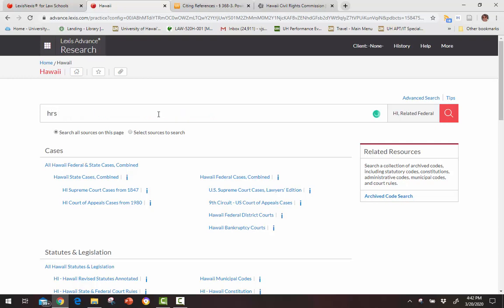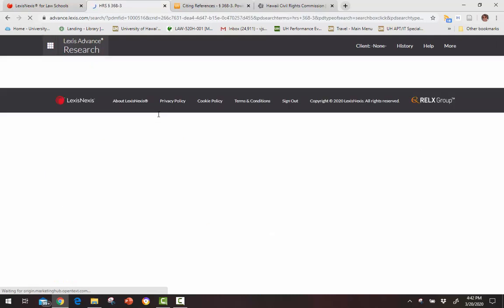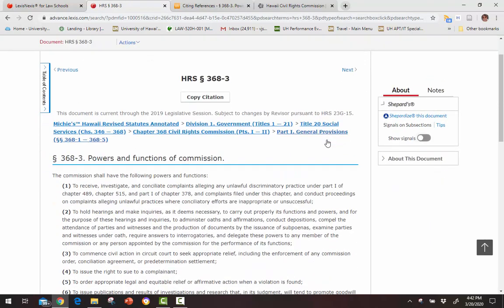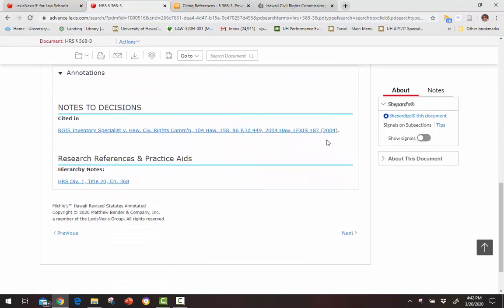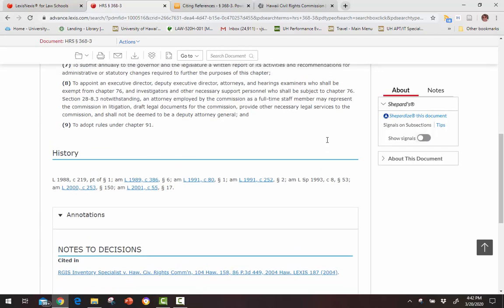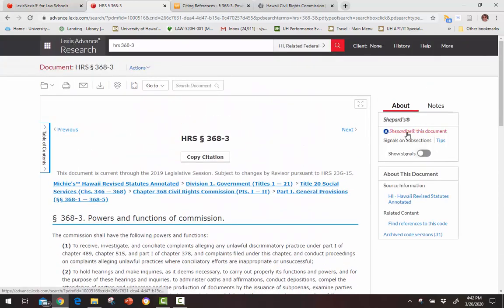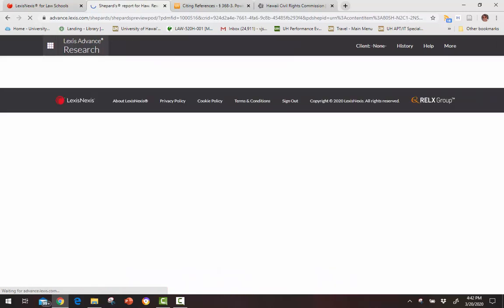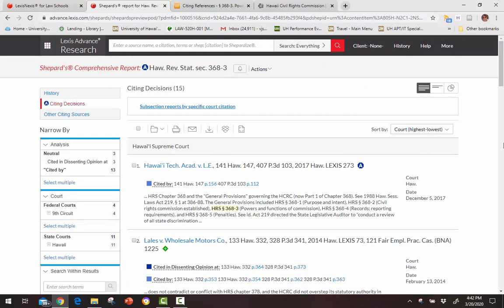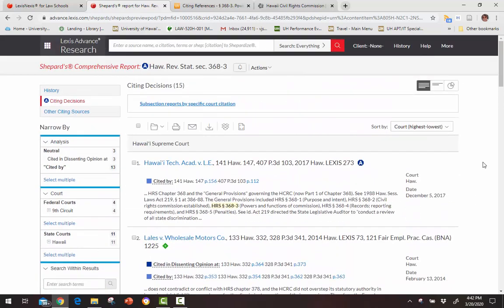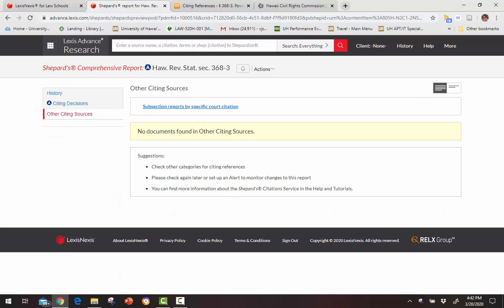Right, so we looked at HRS 368-3. That was the enabling statute for that employment discrimination practice. So we're going to show you how tricky it is. Here we're at the statute, and it doesn't tell us where the regulations are. And then if we Shepardize it, this would be the equivalent to KeyCiting it if we were on Westlaw. The regulations don't pop up the way that they pop up on Westlaw. This is where the regulations would have been in the citing references, as they were on Westlaw, but notice that there's nothing available.